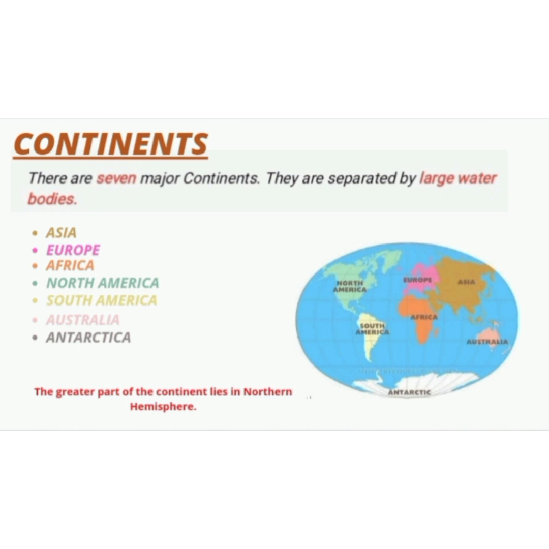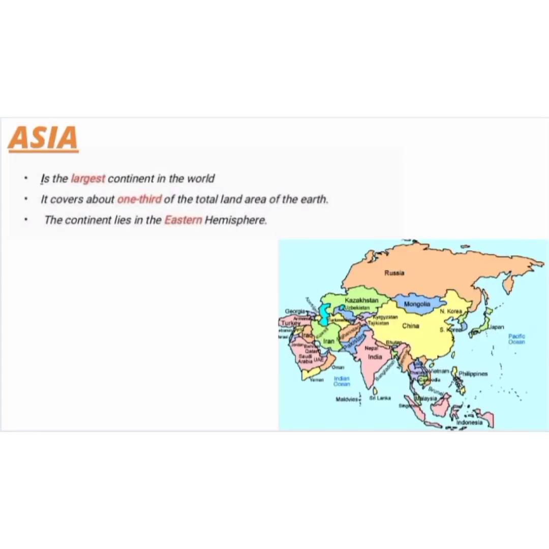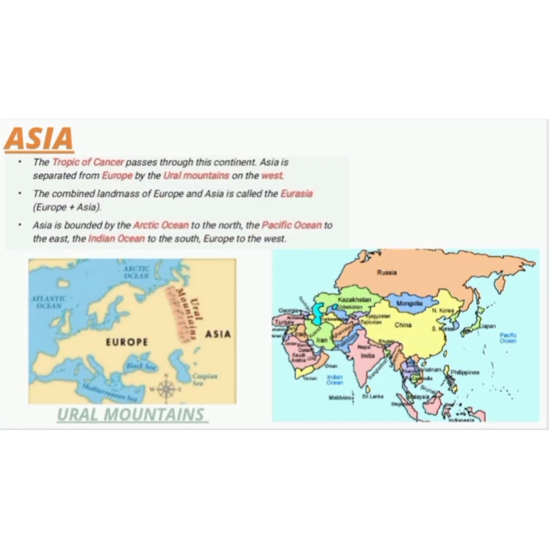Now we will study about Asia. So Asia is the largest continent, and also it covers about 1/3 of the total land area of the earth. And the continent lies in eastern hemisphere. And the Tropic of Cancer passes through this continent, and Asia is separated from Europe by Ural Mountains on the west.